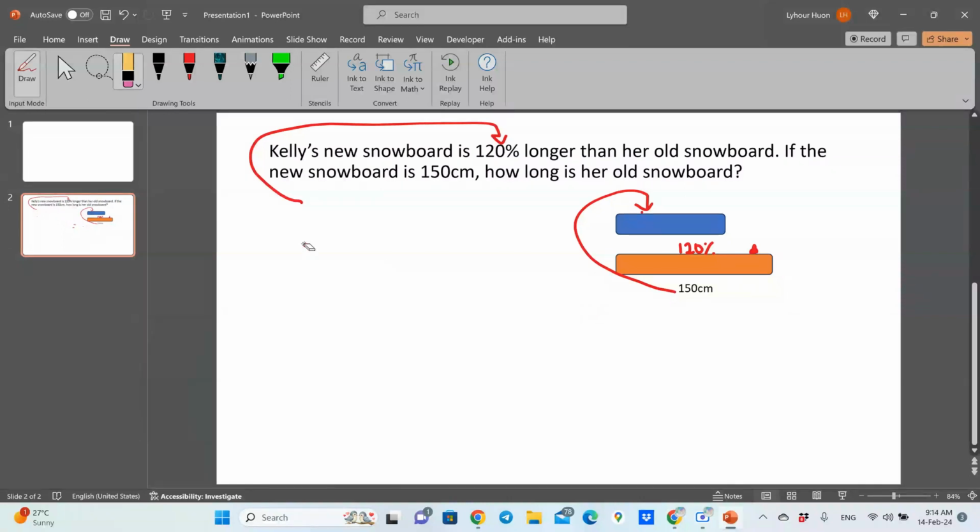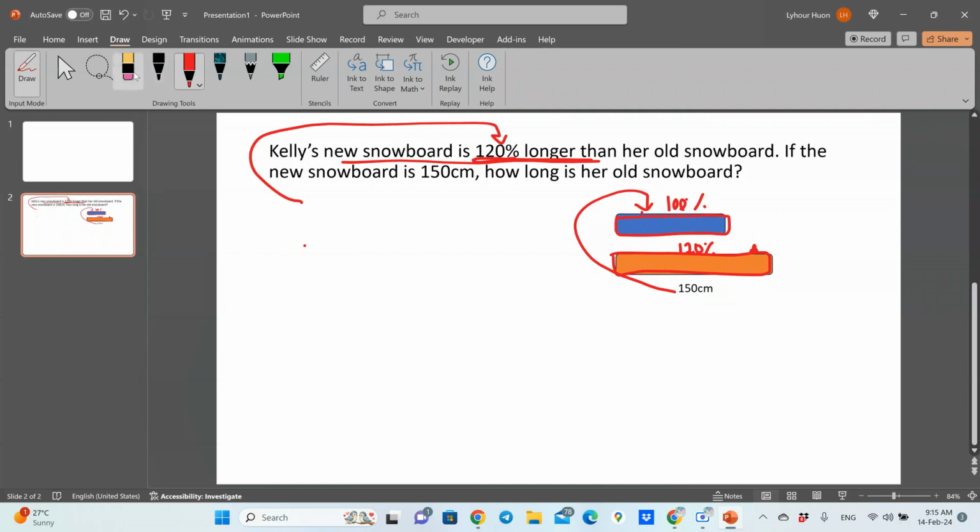So basically, this new snowboard is 120% longer. That means comparing the new one to the old one, how many percent? If we compare, for example, if this is 100%... is it 20%? No, because it's longer than 120%.